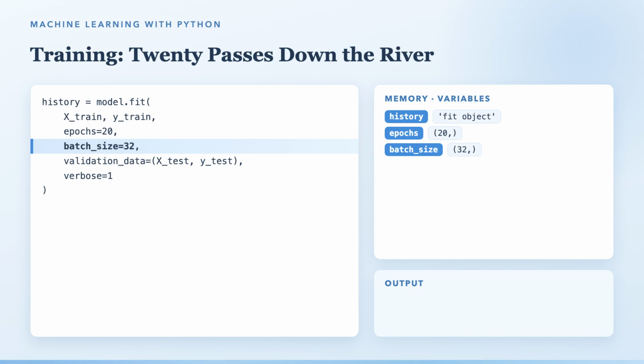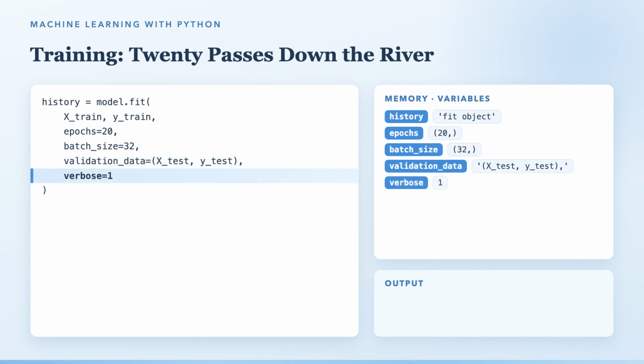Follow the training call with me. We write history equals model.fit, and hand it 5 gentle instructions. First, X_train and y_train, the stories and their answers. Then epochs equals 20. 20 full passes through the training data. Batch size equals 32. The model learns from 32 sequences at a time. Validation data is X_test, y_test. So after every epoch, it is checked on days it has never seen. And verbose equals 1. So we can watch.